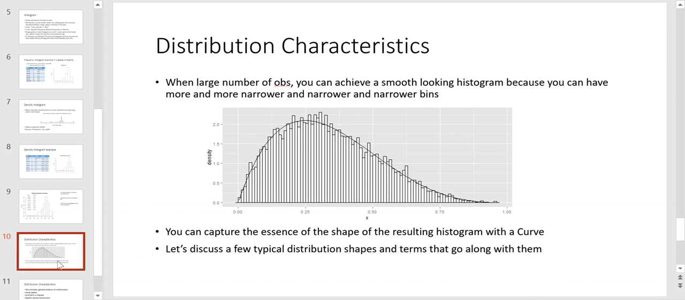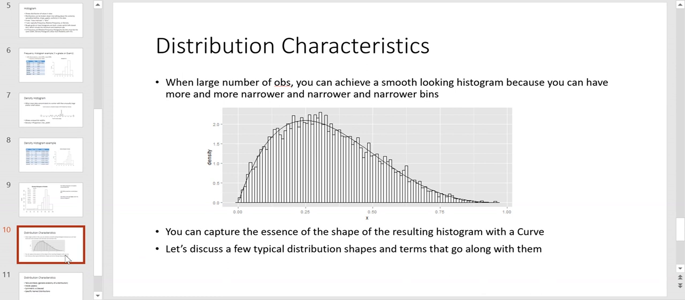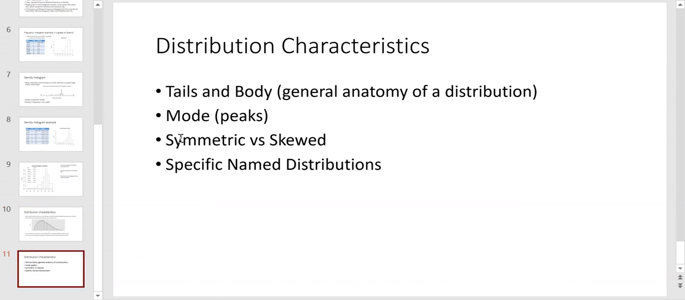Okay, so let's discuss a few characteristic shapes and terms. Distribution characteristics. This is like anatomy and also terminology that is useful to discuss histograms, and also their distribution, which is ultimately what we use histograms to learn. A histogram, you can think of very generally as having a tail or tails and a body.